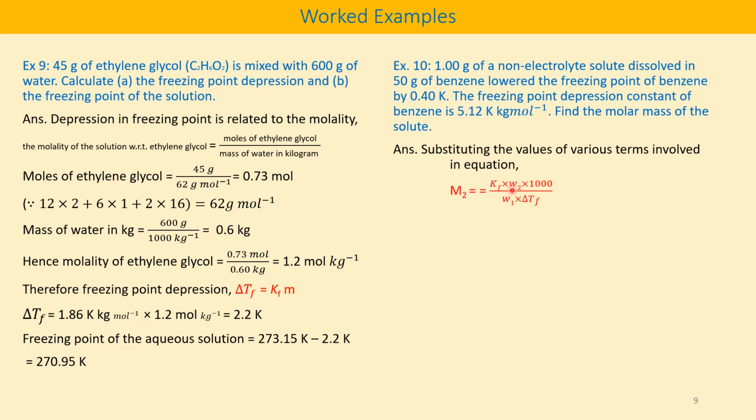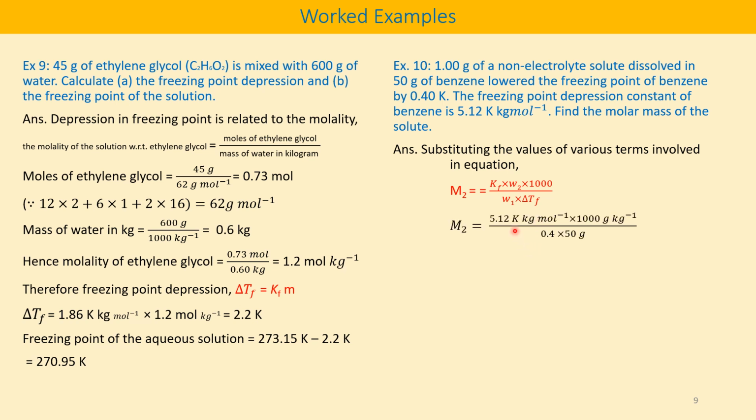Substituting the values in the formula, M2 is equal to Kf into W2 into 1000 divided by W1 into delta Tf. Here M2 is the molar mass, Kf is the freezing point depression constant, W2 is the mass of the solute, W1 is the mass of the solvent, and delta Tf is the freezing point depression of the solution.